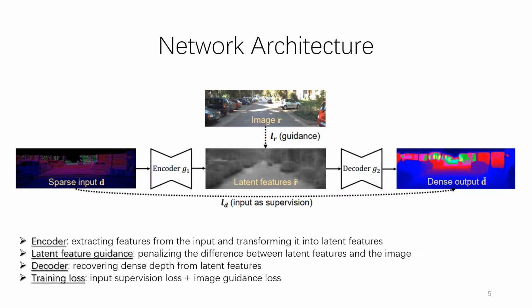This is our network architecture. It's composed of four primary parts. The encoder extracts features from the input and transforms it into latent features. The latent feature guidance penalizes the difference between latent features and the image. The decoder recovers dense depth from latent features. And the training loss consists of image supervision loss and the image guidance loss.